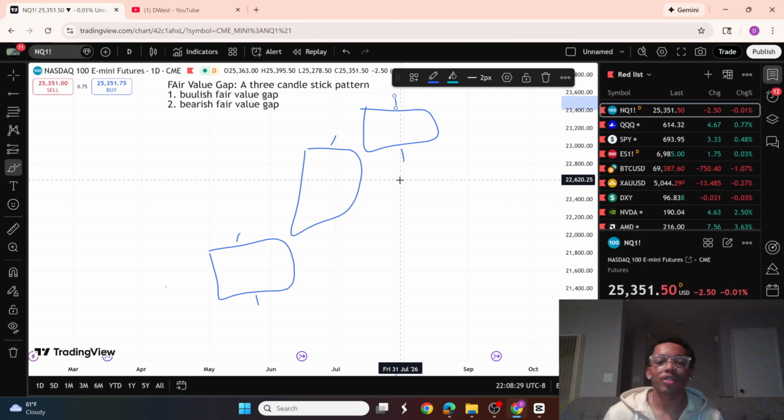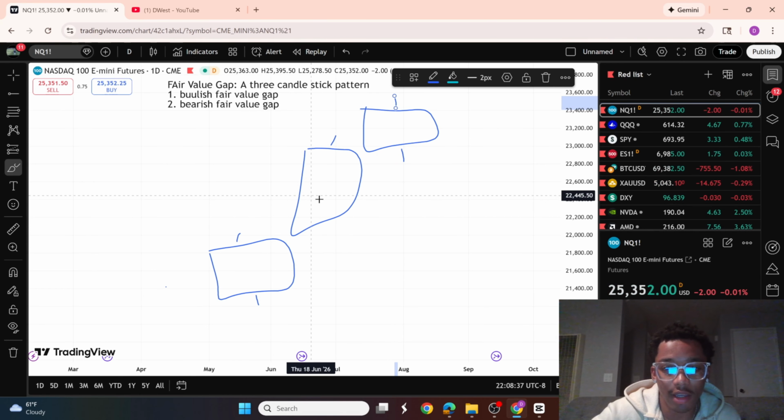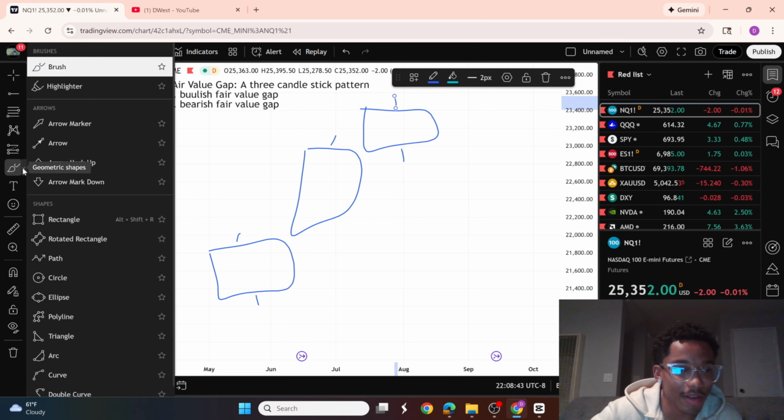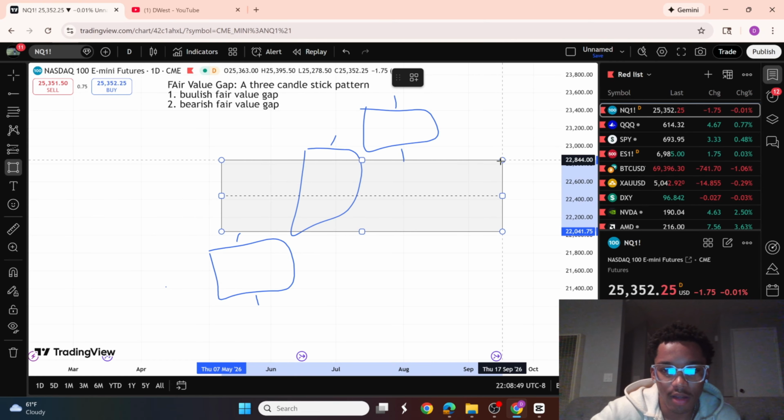Okay, so for a bullish fair value gap, we want to see the bottom wick of the first candle, the full body of the second candle, and the bottom of the third. As you can see, there's a visible gap right here.